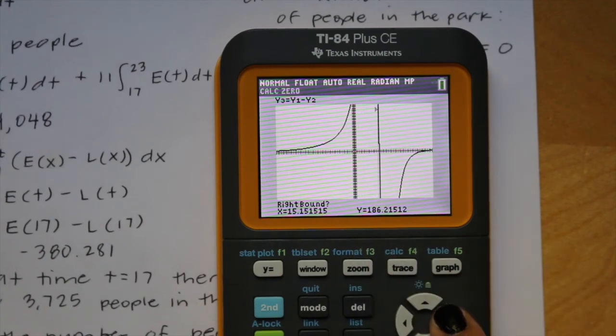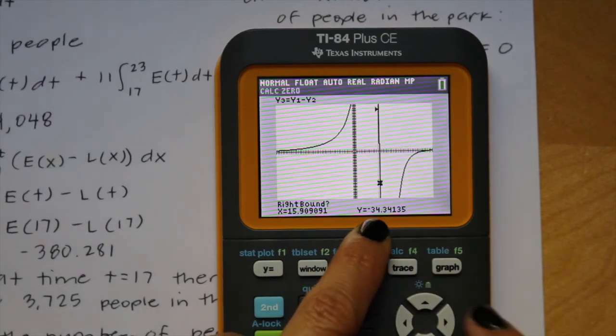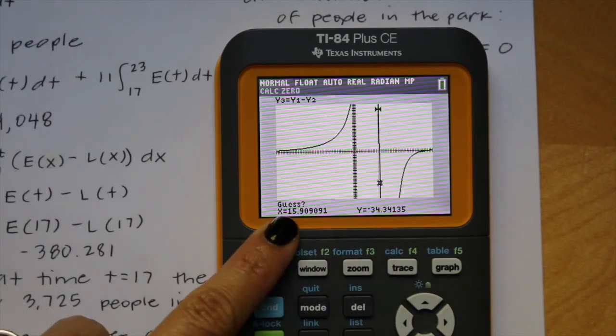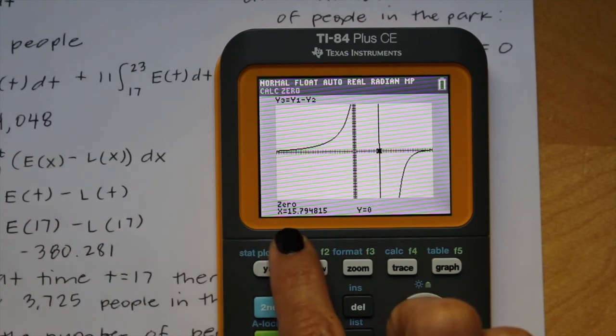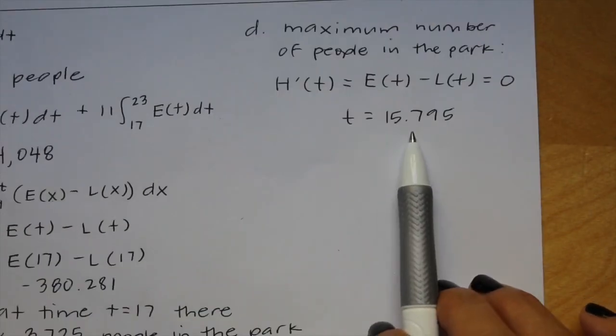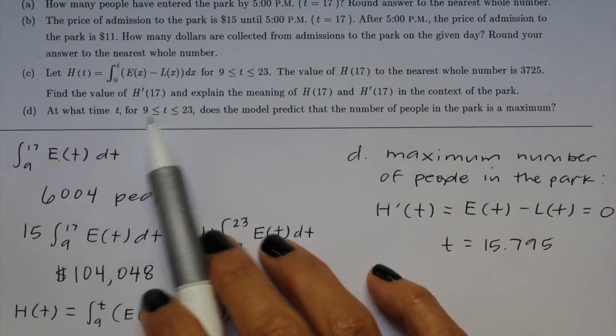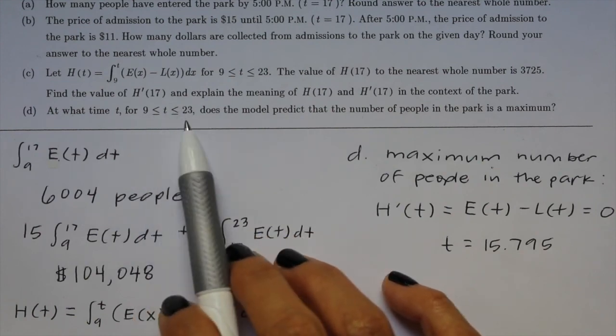Now we're going to arrow right, and you see that the y value is now negative 34. So now we're right of the 0. So press enter, and then press enter one more time for our guess. So you get x is equal to 15.795. That's going to be where our maximum occurs. And one last thing, t is equal to 15.795, and that does fall in between the hours that the park is open, between 9 and 23.